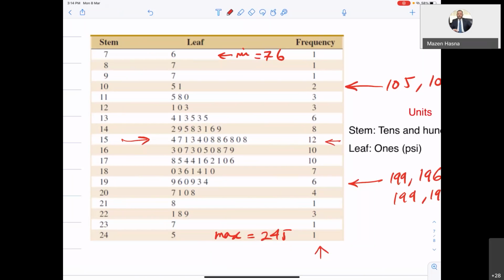I think I will stop at this point with the stem and leaf diagram, and will probably spend 15-20 minutes of the next lecture on other graphical ways of presenting the data, and then we'll move to parameter estimation, which is the theme of the next chapter that we will continue after the break.